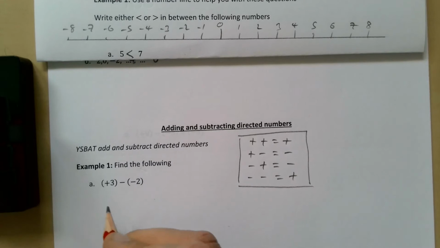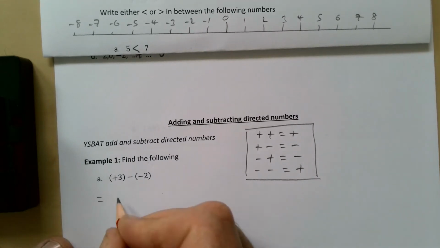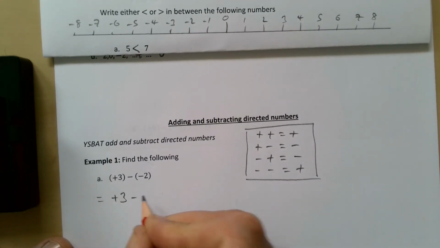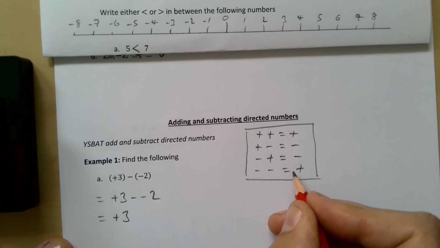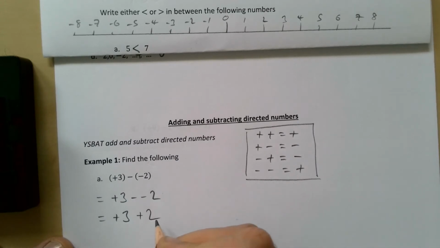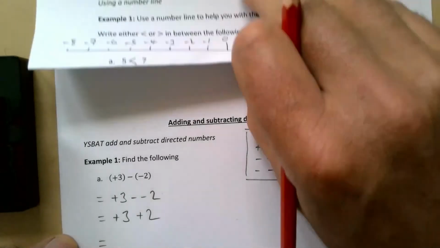So I would do this one as follows. A few lines here. Get rid of my brackets. Plus 3 minus minus 2. Plus 3. 2 minuses beside each other, I can exchange that for a plus. Plus 3 plus 2. I go to my number line.